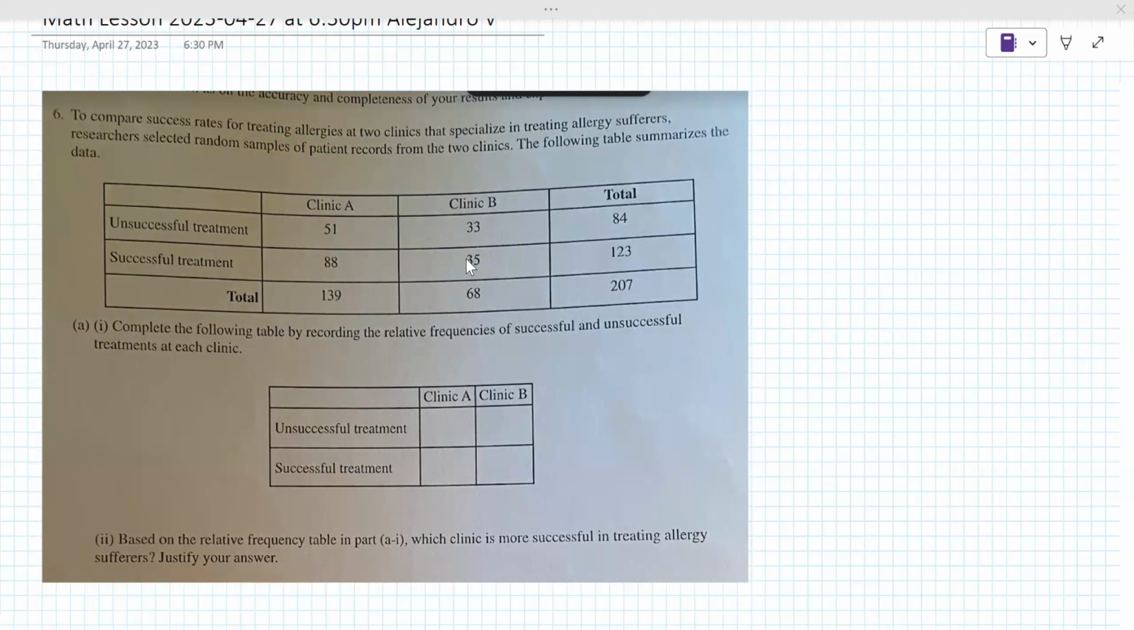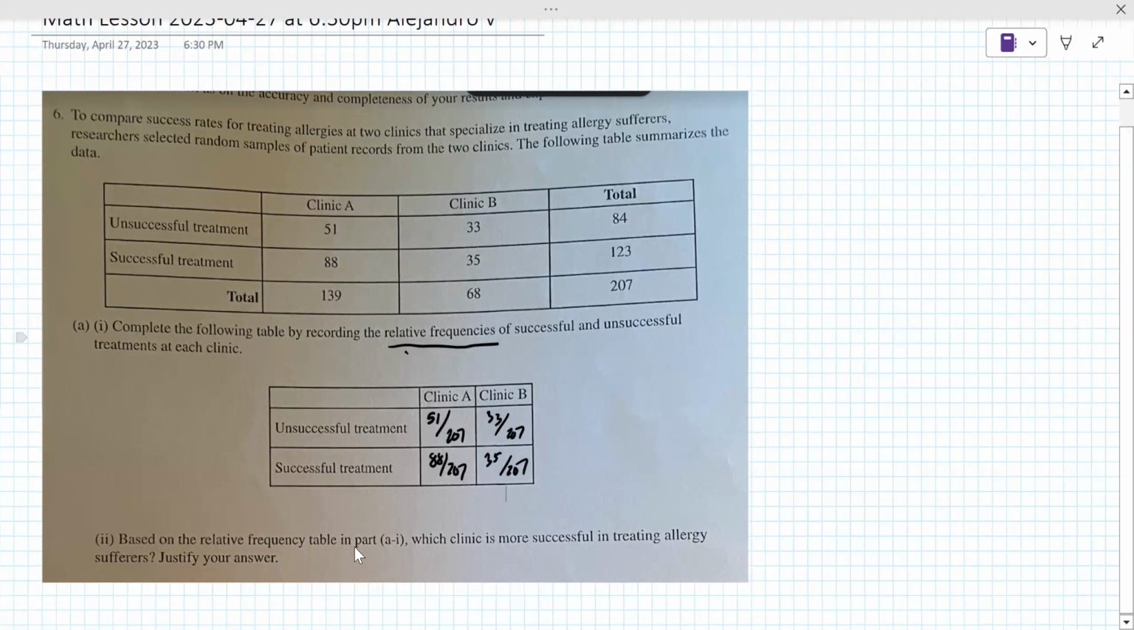Complete the following table recording the relative frequencies of successful and unsuccessful treatments at each clinic. Oh, relative frequency. Okay. So relative frequency means like 51 out of 207, and 33 out of 207, 88 out of 207, 35 out of 207. And you want to get those as decimals.